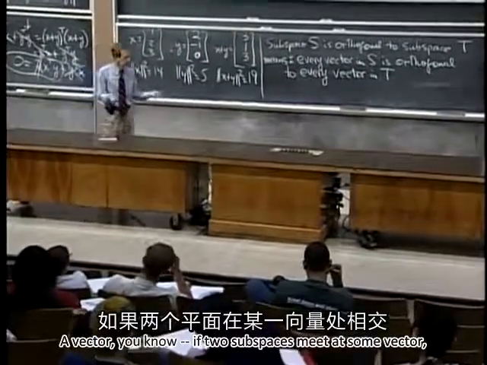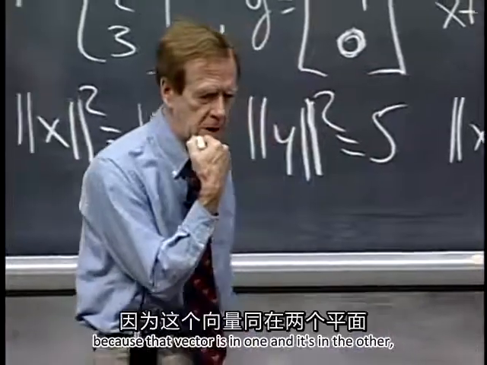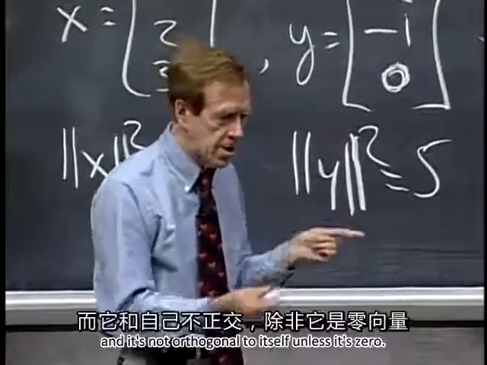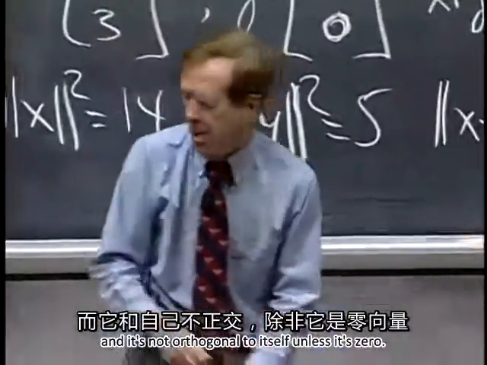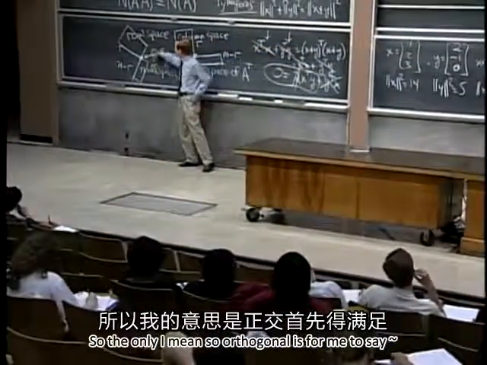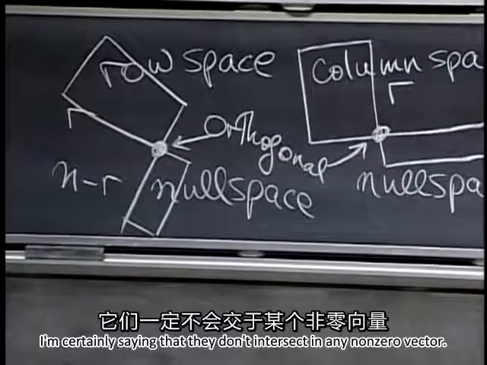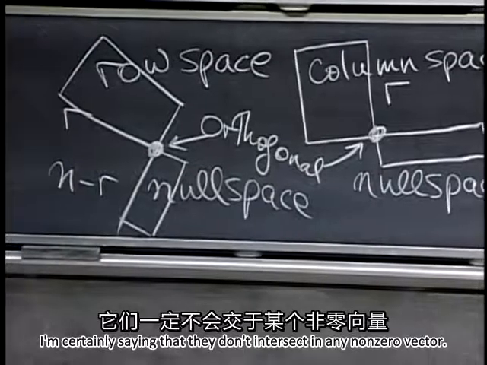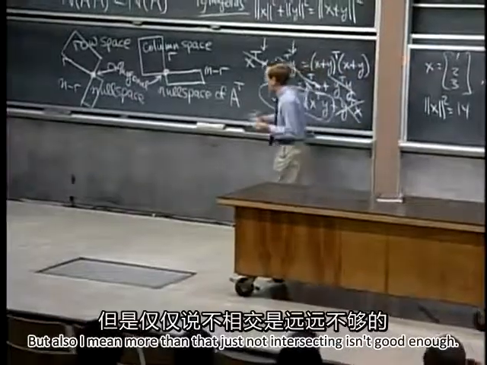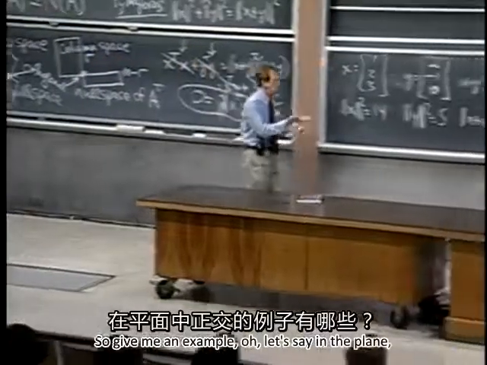Look, if two subspaces meet in some vector, well then for sure they're not orthogonal because that vector is in one and it's in the other and it's not orthogonal to itself unless it's zero. So for me to say these two subspaces are orthogonal, first of all, I'm certainly saying that they don't intersect in any non-zero vector. But also, more than that, just not intersecting isn't good enough. So give me an example. Oh, let's say in the plane.